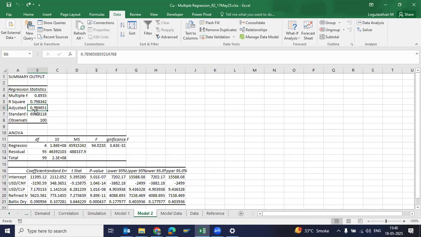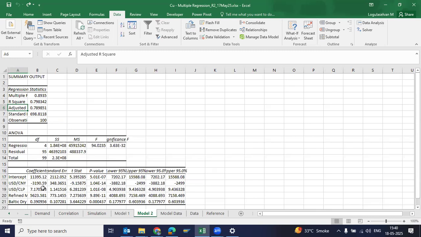And again, this R value, which I have explained in the other video, is almost 79%, which means this model is valid 79 percent of the time. That is what the adjusted R square value indicates.